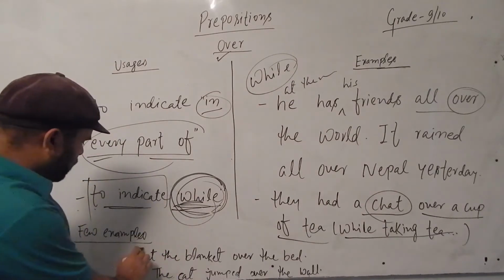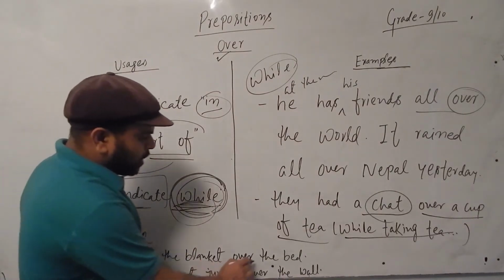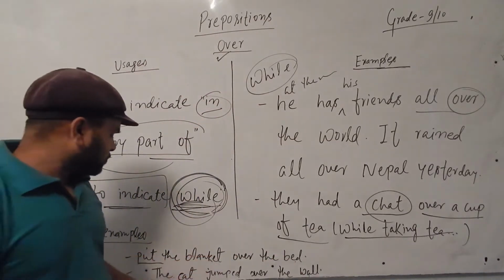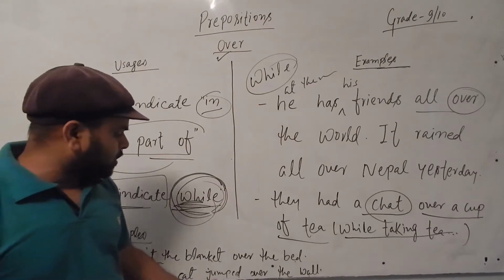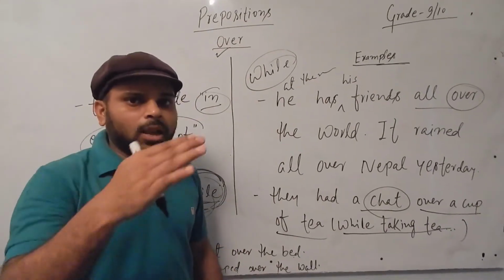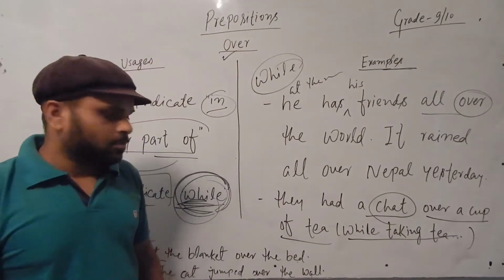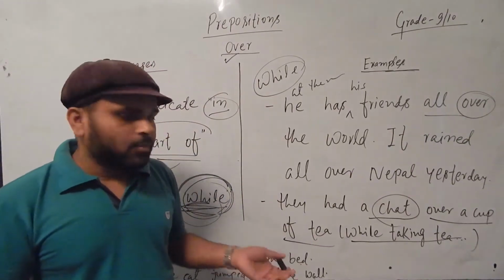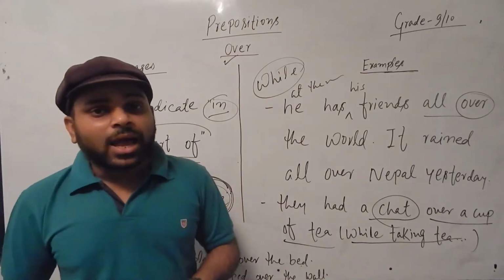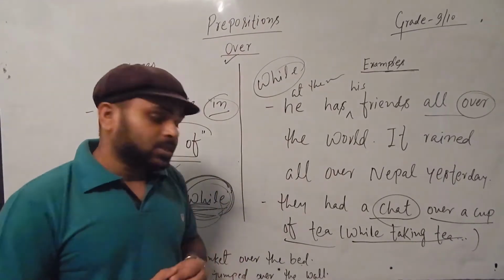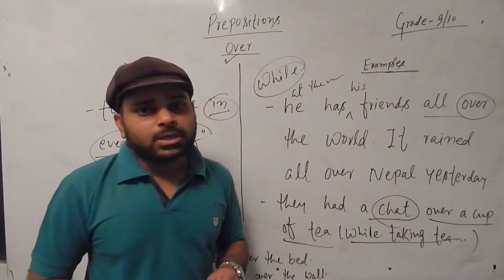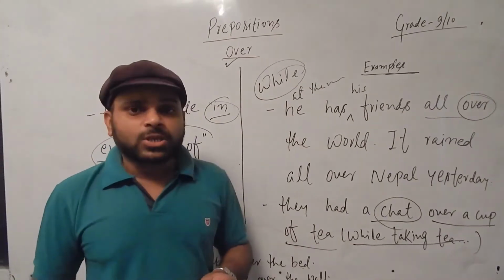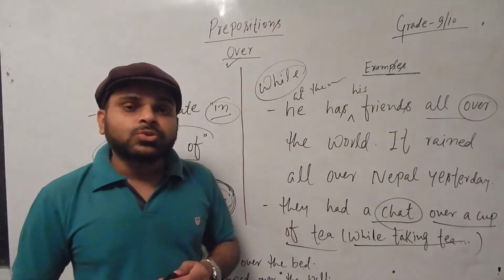So, likewise, we have many examples. Let's see few examples. Put the blanket over the bed. We have already talked about such ideas. The cat jumped over the wall. Vertically up. Vertically over the bed. So, you can practice like this sentences and see few grammatical exercises in your book, and then we'll be talking about few other prepositions.